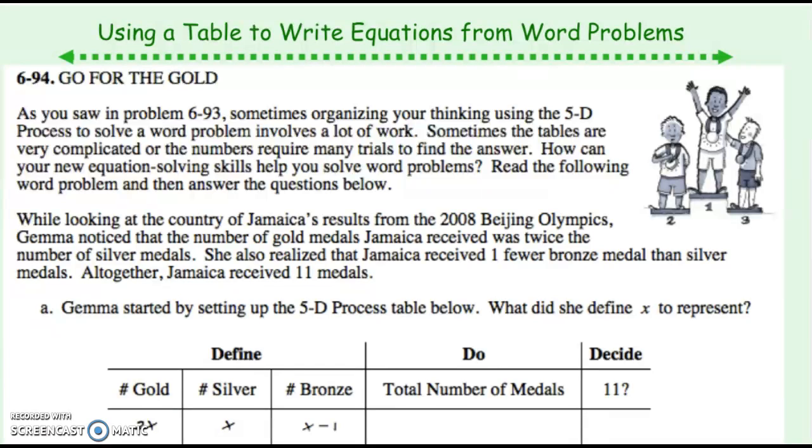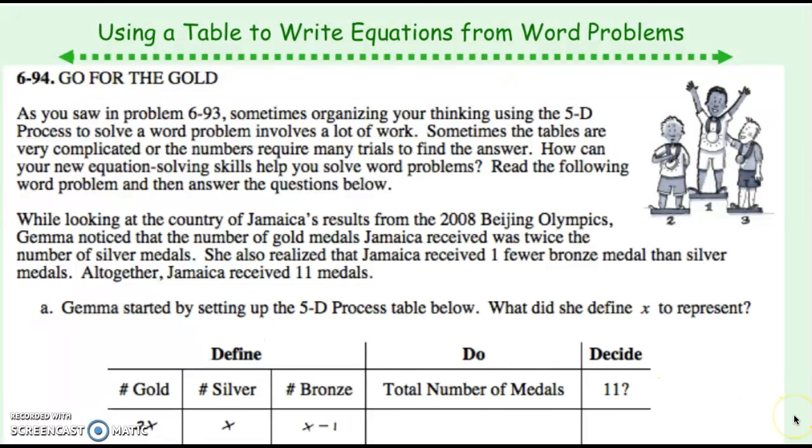How can your new equation solving skills help you solve word problems? Read the following word problem and then answer the questions below. While looking at the country of Jamaica's results from the 2008 Beijing Olympics, Gemma noticed that the number of gold medals Jamaica received was twice the number of silver medals. She also realized that Jamaica received one fewer bronze medal than silver medals. Altogether, Jamaica received 11 medals.